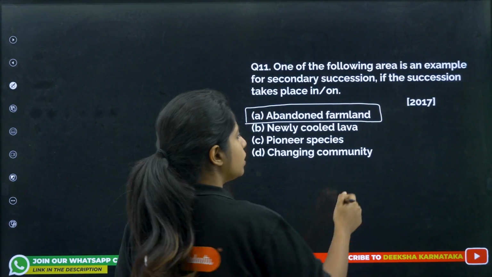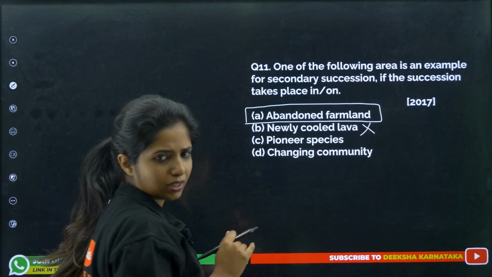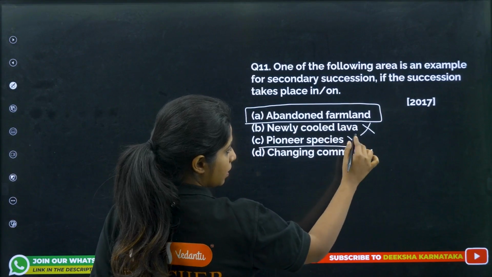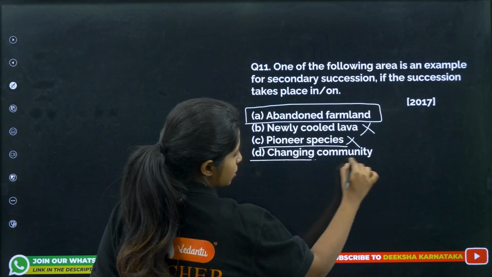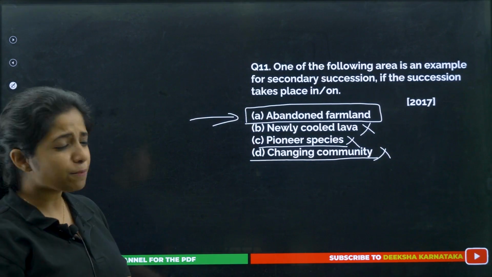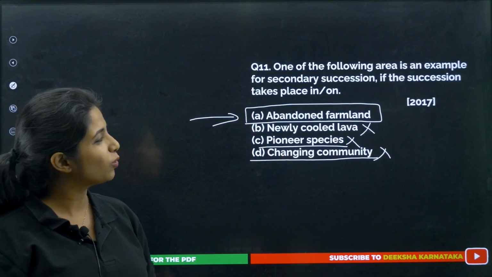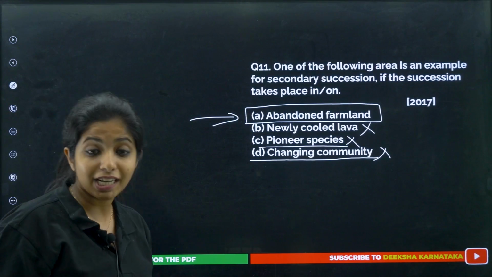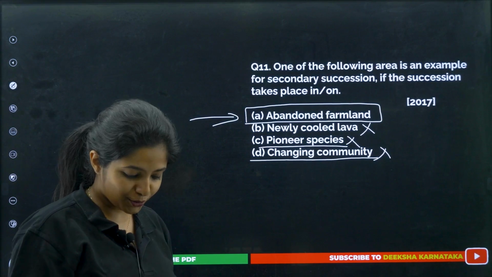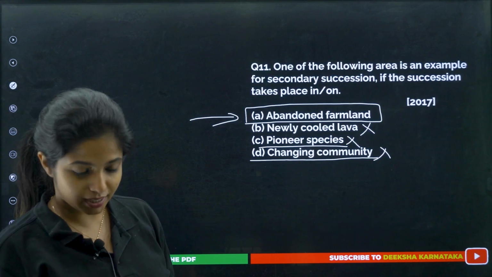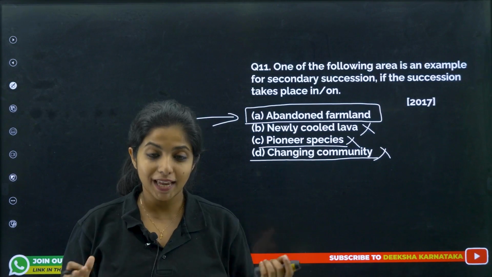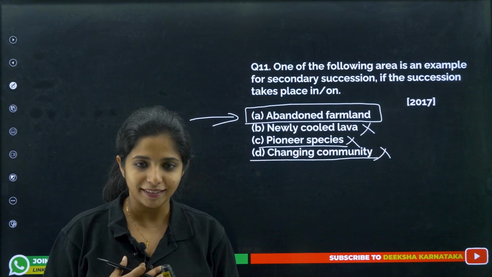Now newly cooled lava, no my dear children, nothing can happen there as of now. Pioneer species are the ones that acquire it for the first time, do the primary succession for the first time. Changing community is also not the answer. This becomes the answer. 2017, and the options are also not at all relatable. I don't know what kind of options have been put there. Children, it's not my questions, okay, it was put down by KCET only. So please do not judge me for the questions. Yes, I have put 10 extra questions from NEET category. That's something that I can own.